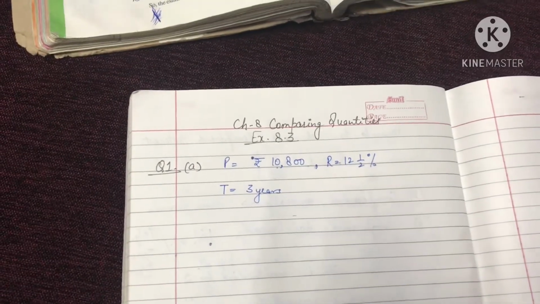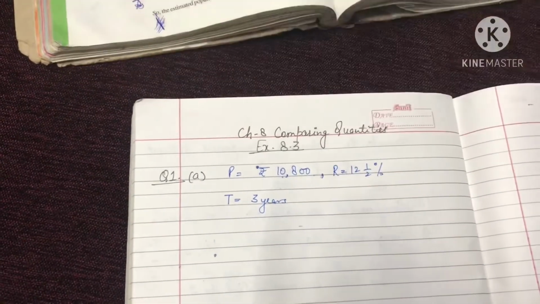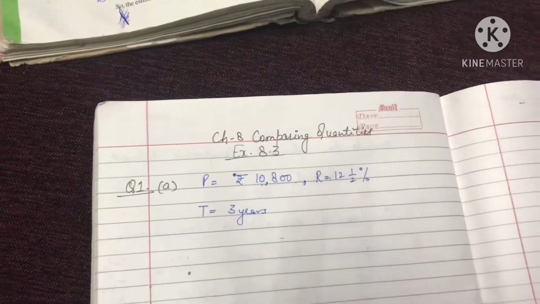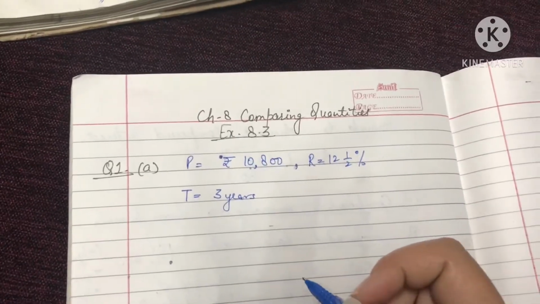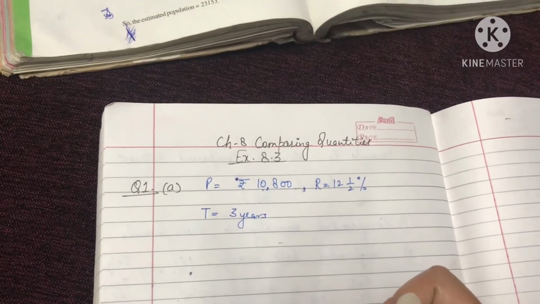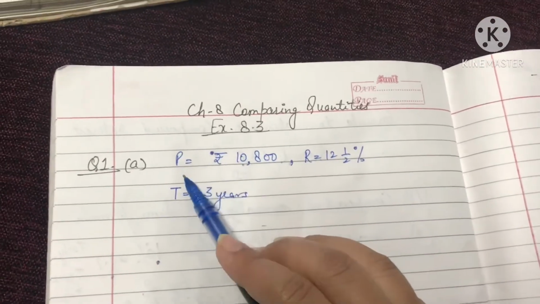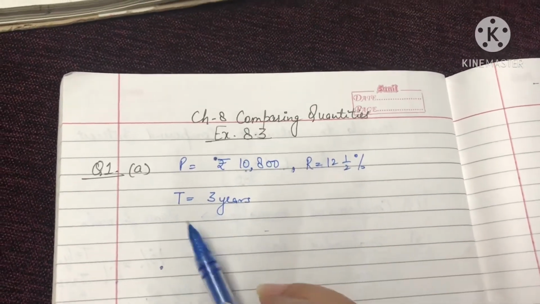Question number 1 of exercise 8.3. Calculate the amount and compound interest on rupees 10,800 for 3 years at 12 whole 1 by 2% per annum compounded annually. So first of all we will write what is the principal given, rate and time.